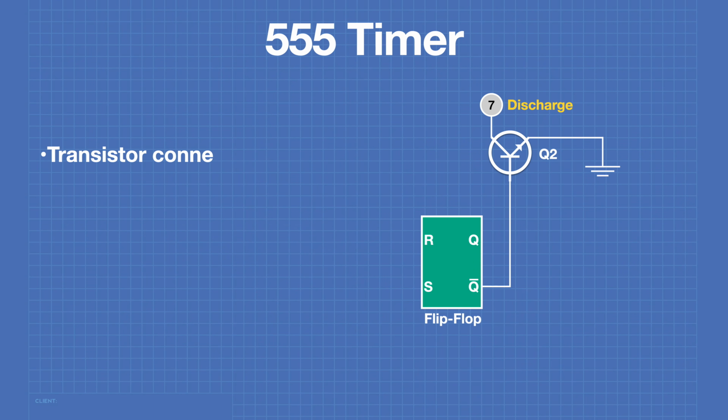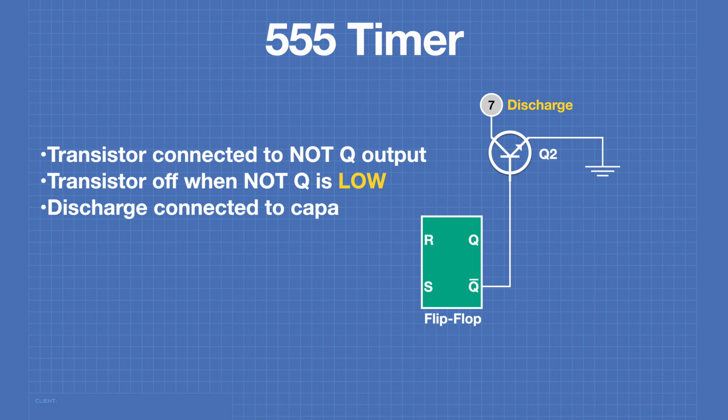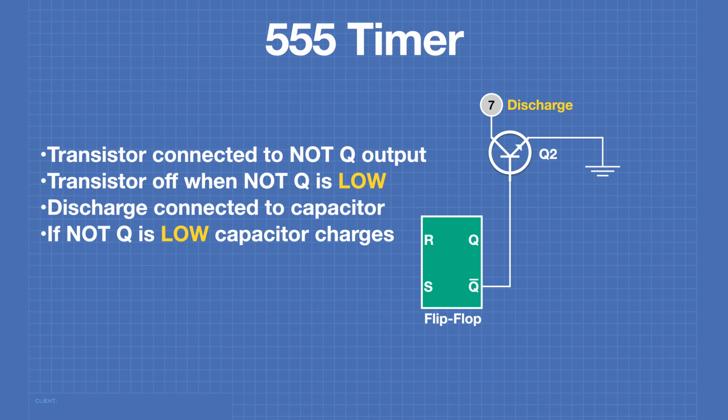The other transistor has its base connected to the not Q output. This transistor will therefore be off when not Q is low. The discharge pin on pin 7 is generally connected to a capacitor as well as a resistor to allow current to flow into the capacitor. If not Q is low, the capacitor will charge because the transistor will be off. If not Q is high, the transistor will turn on and the capacitor will discharge to ground through it. The value of this capacitor can be used to set timing on the 555.